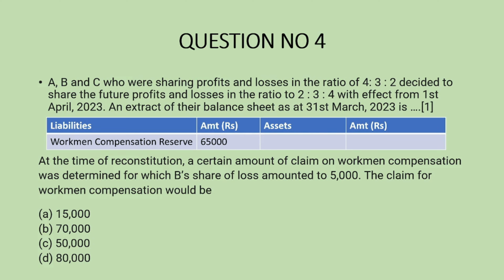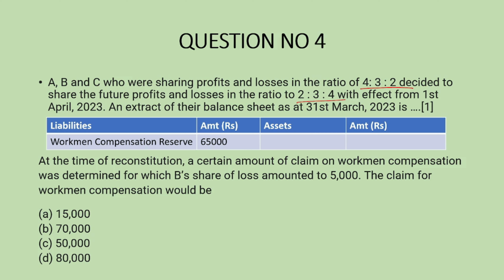Now, next question number 4. A, B, C, who were sharing profits and losses in the ratio of 4:3:2, decided to share the future profits and losses in the ratio of 2:3:4 with effect from 1st of April 2023. So here we get two profit and loss ratios. One is 4:3:2, and one is 2:3:4.